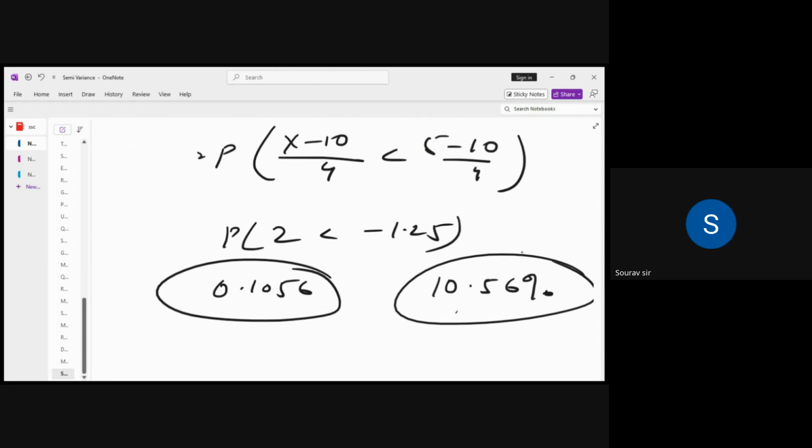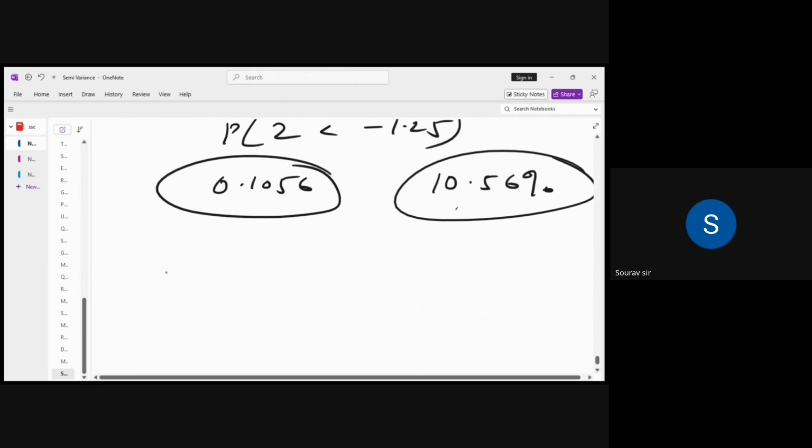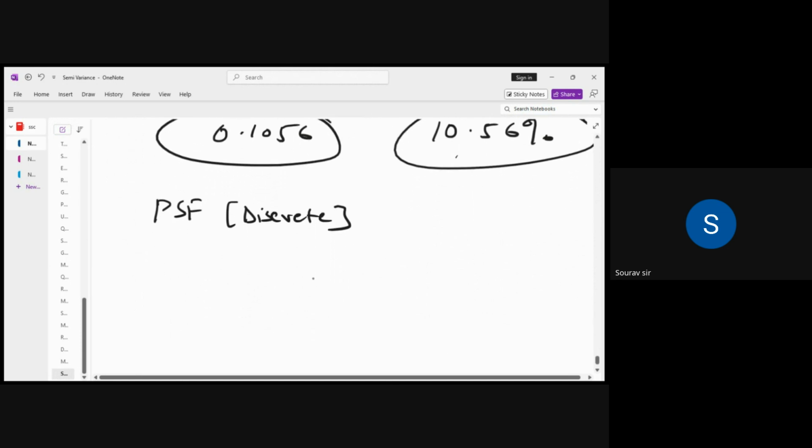Now, what is PSF in a discrete distribution? This was continuous. For a discrete distribution, the probability of shortfall is calculated by summing the probability of all values below L. So PSF of X, L is the summation over x less than L of P of X equals x.